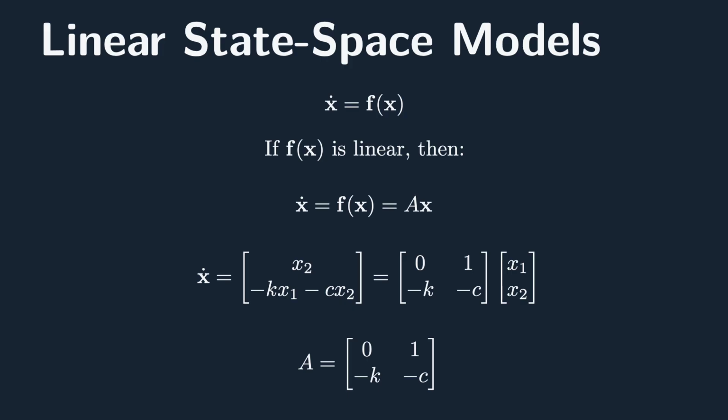The key point is that x dot equals Ax is not the definition of state space. It is the linear special case of the more general form x dot equals f of x. A state space model does not have to be written with a matrix, but when the model is linear, it is convenient to write it in matrix form.